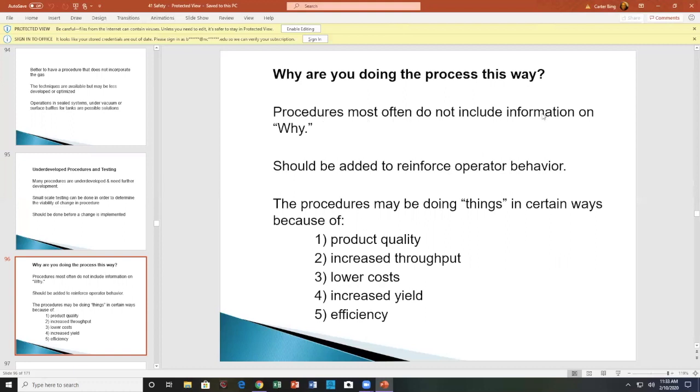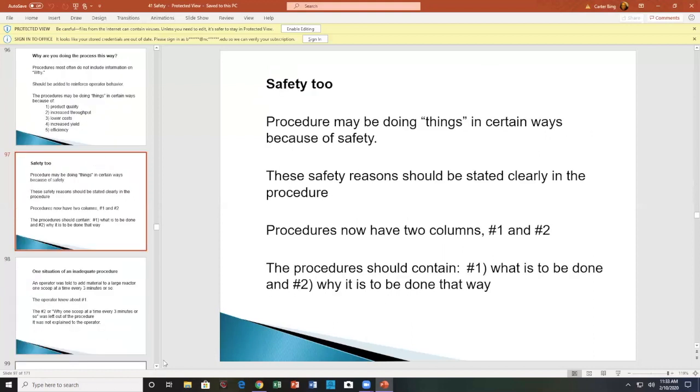Procedures most often do not include the information on why. It should be added to reinforce operator behavior. Procedures may be doing things in certain ways because of product quality increase, lower costs, and increased efficiency. Safety too. Procedures may be doing things in certain ways because of safety. These safety reasons should be stated and clear.